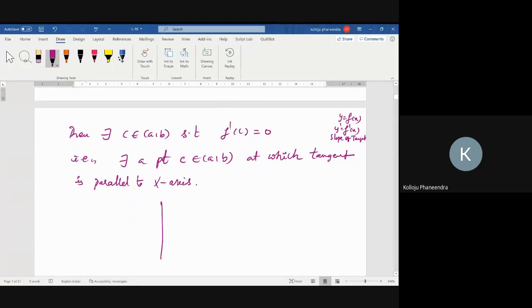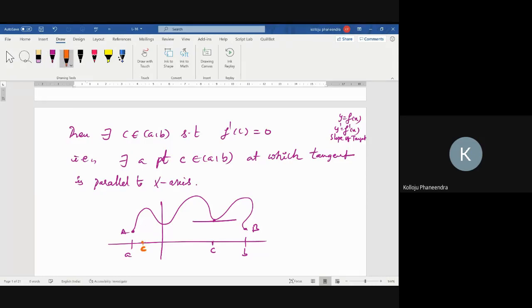Now the figure is, if I consider a and b, and this is point A, and at the same level this is point B, you draw some curve, no problem, like this. This is the curve, and the point c may be here. At this point, the tangent is parallel to the x-axis. Maybe point c may be here also. Then there is a tangent parallel to the x-axis. This is the geometric interpretation of Rolle's theorem.